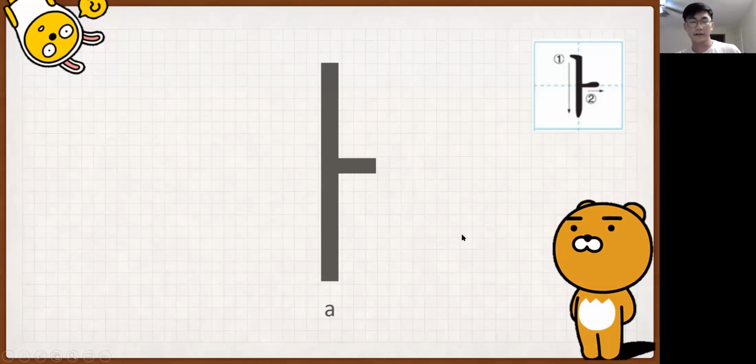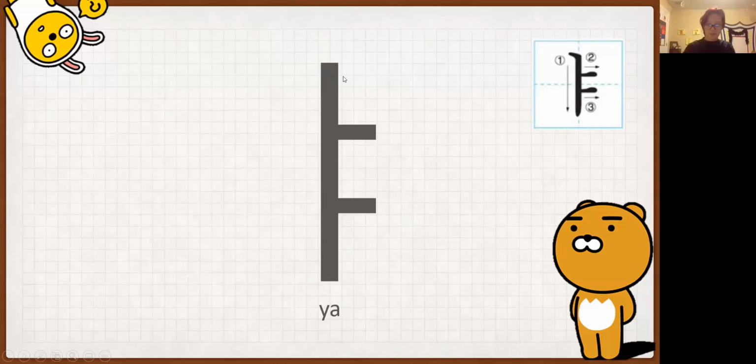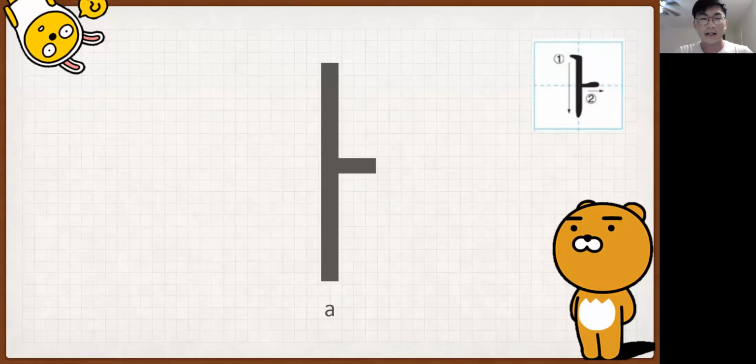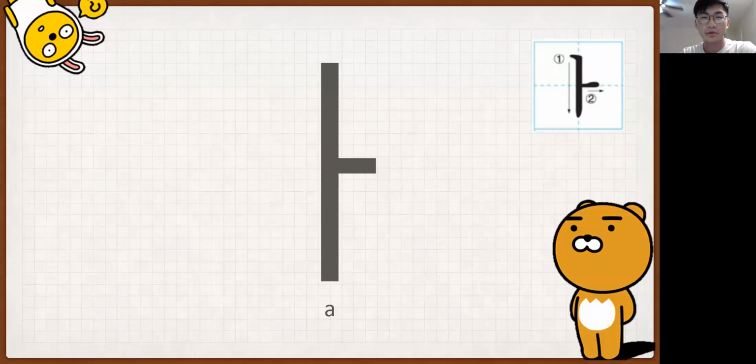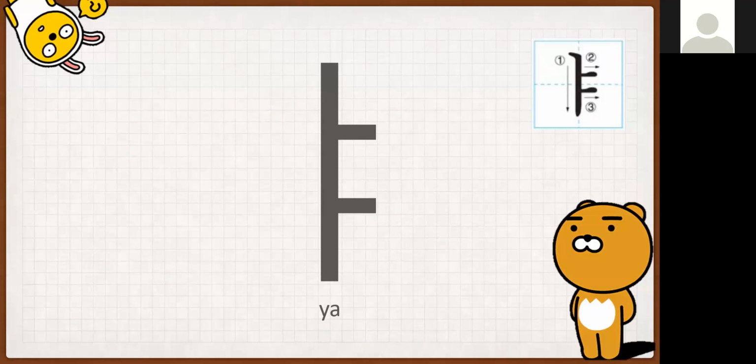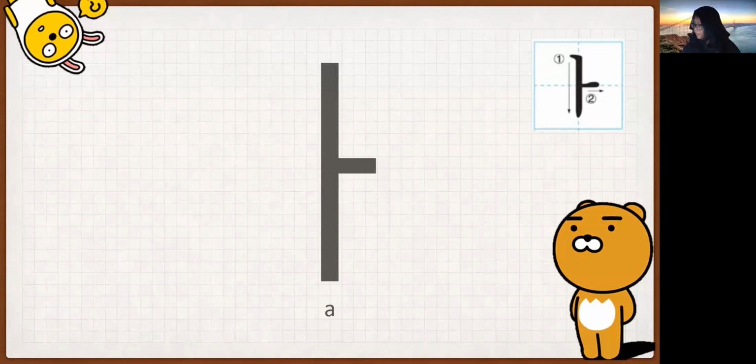All right. So the first vowel in Hangul is a. And then this is ya. The only difference between these two is that ya has 2 lines coming out the side, and a just has 1. So a, ya.